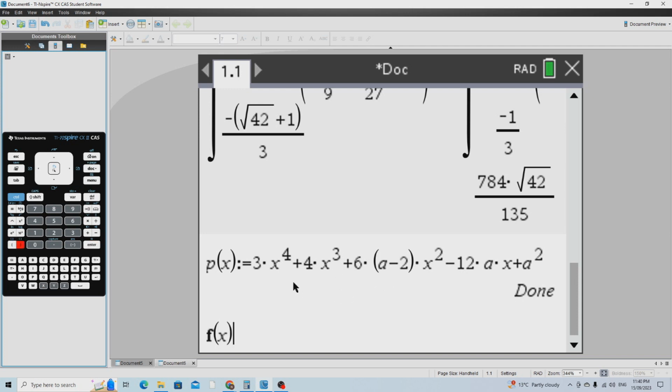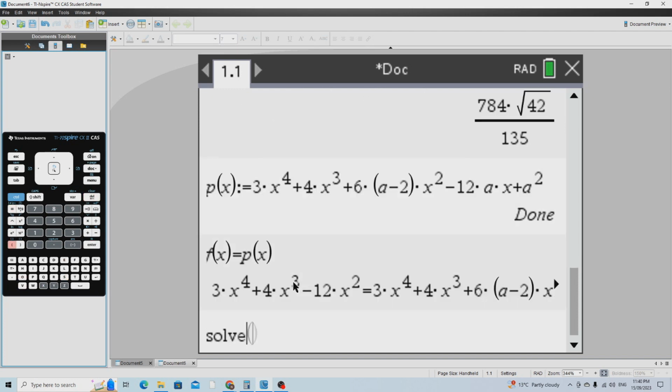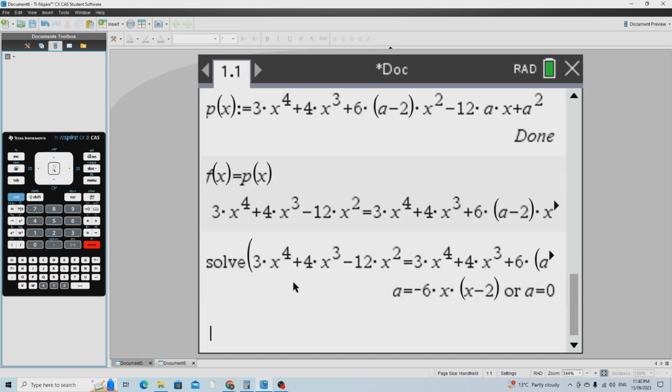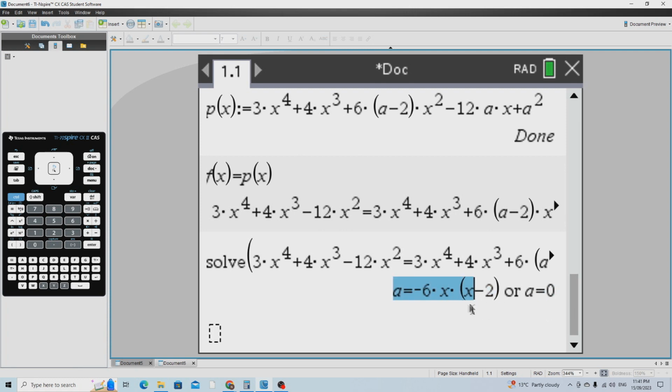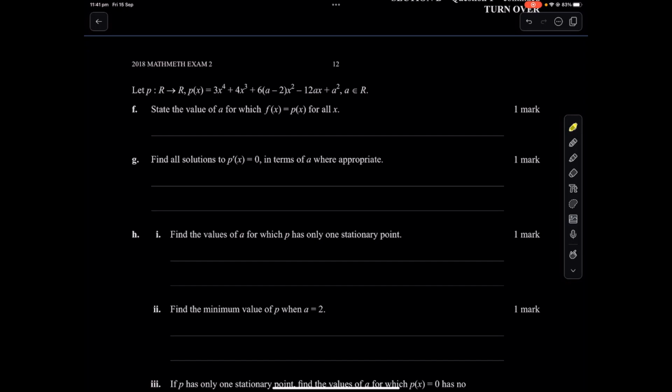So f of x equals p of x, and we want to solve for the value of a. So pretty much a equals 0, because it says state the value for which f of x equals p of x. This over here has x's, so that's not good. Just put this point over here. A equals 0. I think that should be the answer because it says state the value of a. So just put a equals 0. Don't put the other one because it has x's.